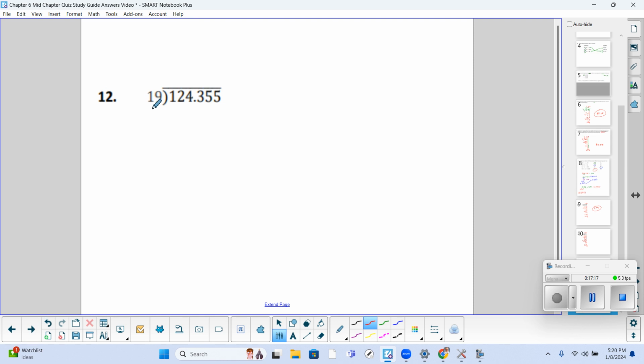And now for our last problem, number 12. How many times does 19 go into 1? It doesn't. 19 into 12? It doesn't. How about 19 into 124? All right, I'm going to do a little estimation here. 19 is close to 20, and this is close to 120. So 20 times 6 is 120.